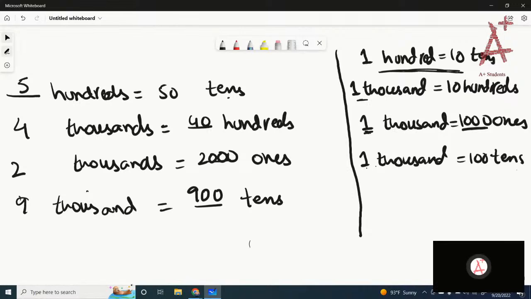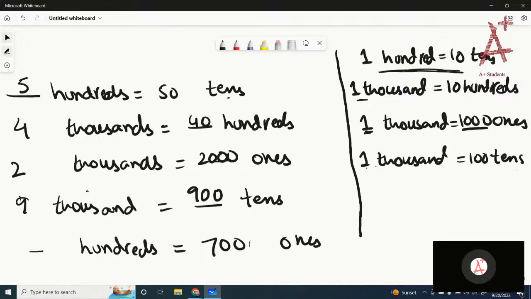Okay, the next one is dash hundreds. How many hundreds do we have in 700 ones? In 100 you have 100 ones. So 700 ones equal 7 hundreds. Got it?